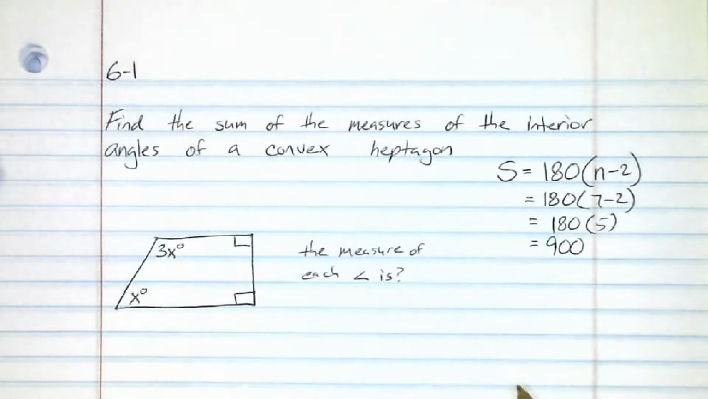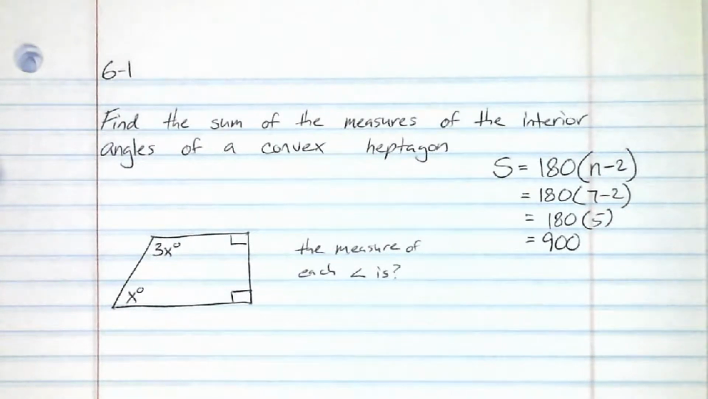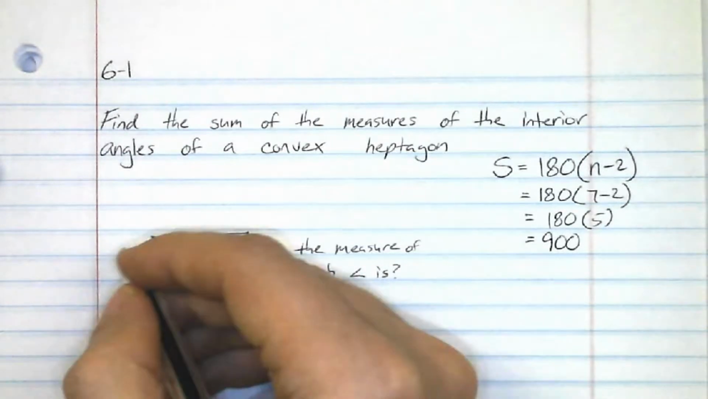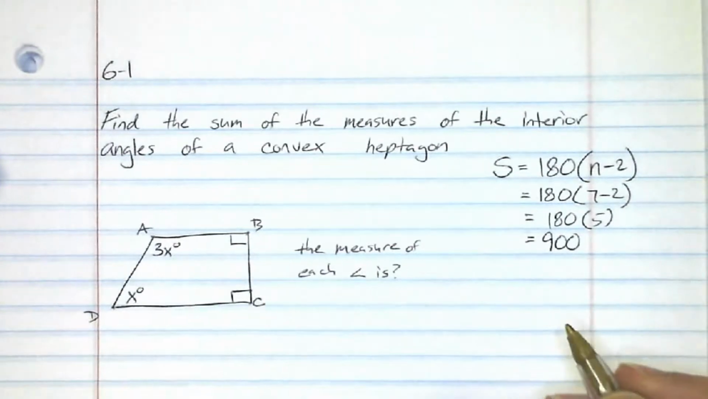So what that means, if you have a convex heptagon, all of the interior angles are going to add up to 900 degrees, no matter what they are individually. Now, this one right here, we have a four-sided figure. We want to know the measure of each one of these angles. So let's just call this A, B, C, and D to make it easier to explain.